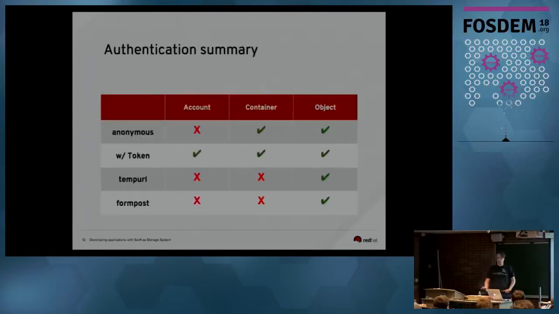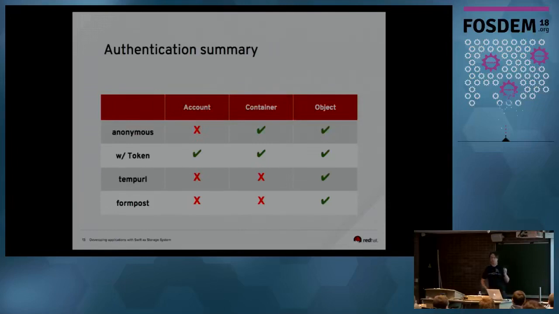All right. I should mention that some of these actions are only applied to the object level. That's especially true for TempURL and form post requests. Both of them only apply to the object level, really to only upload and download data. Anonymous requests are valid as long as you have a public readable container, and authentication tokens are in most cases, because you're the owner of the account, valid on the account, container, and object level. And you should take this into account when you write applications that actually use Swift as a storage backend.